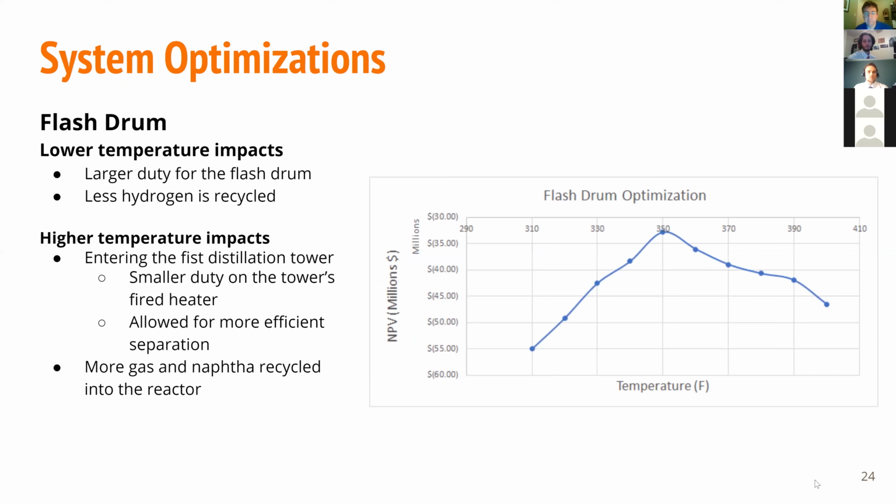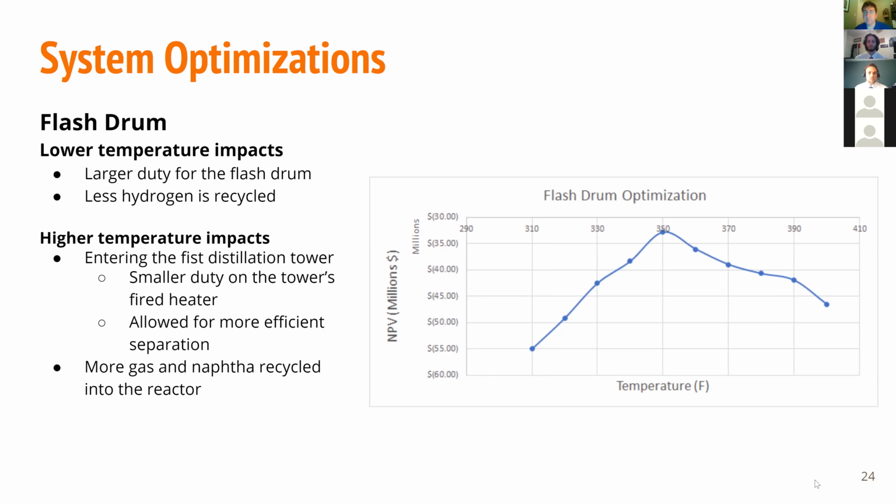Now the final optimization was on the flash drum's temperature. As the temperature was decreased, there would be a larger duty on the flash drum since it was cooling after the reactor. This would also recycle less hydrogen back into the system. As you increase the temperature, this made a smaller duty on the distillation tower following it by decreasing the required heat from the fired heater.